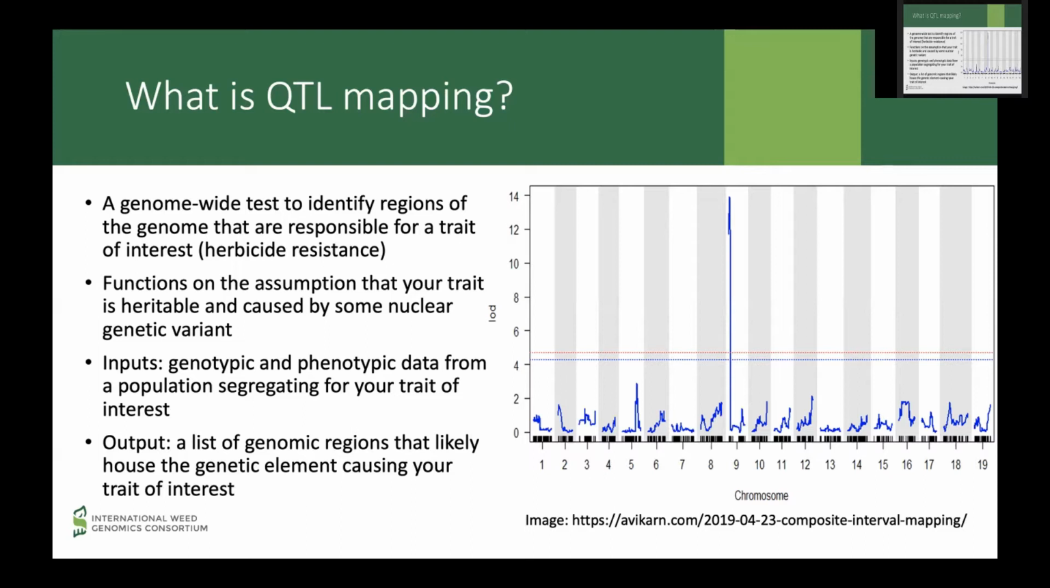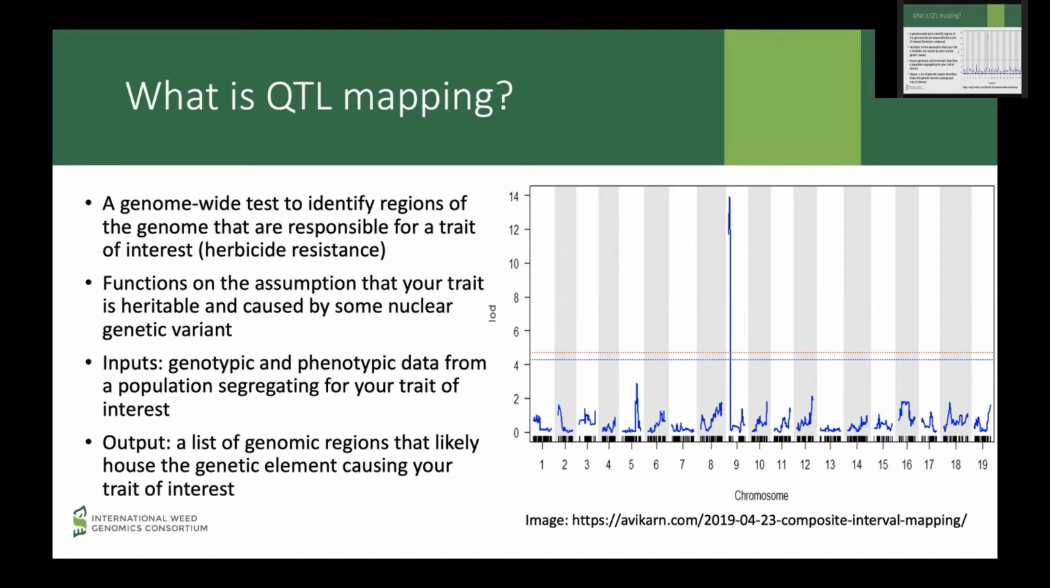And so what are the inputs, and then what do we get out from a QTL study? We put in genotypic and phenotypic information from a segregating population for our trait, and we'll talk more about what a segregating population is in a moment. And then we get out this plot off here to the right. And so this is like the light at the end of the tunnel. If you're doing a QTL analysis, this is what you want in the end.